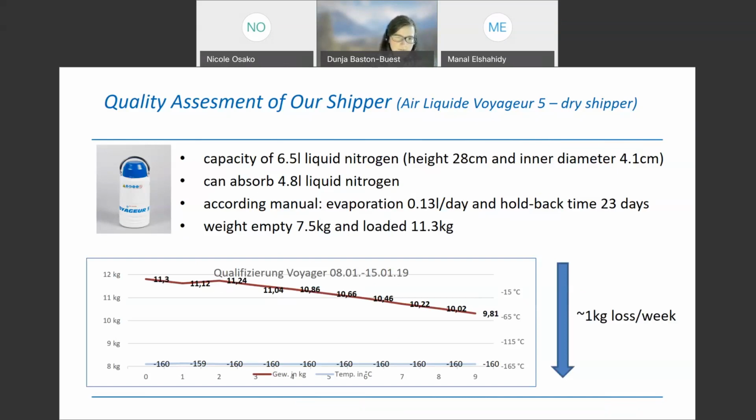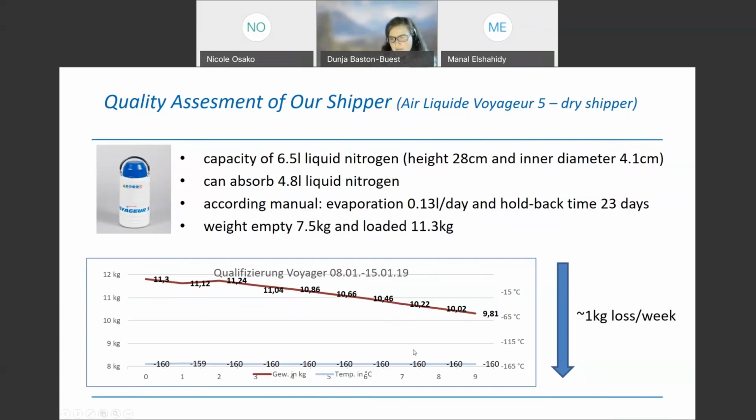So we started with about 11.3 kilograms, shown here, and the temperature is always about 160 degrees Celsius in the system. And then we just waited for about 2 weeks. And so I will show you here data for 9 days. And you see that we have a loss of about 1 kilogram per week.